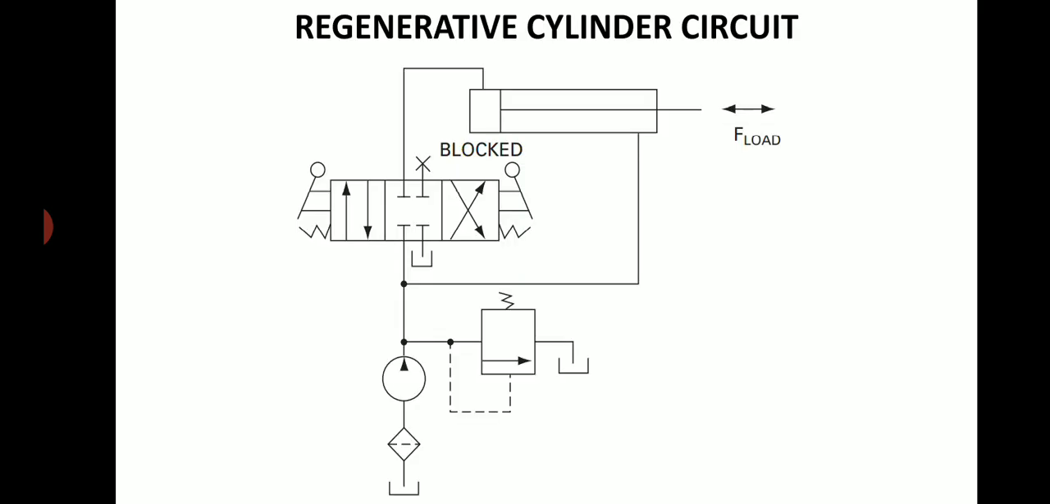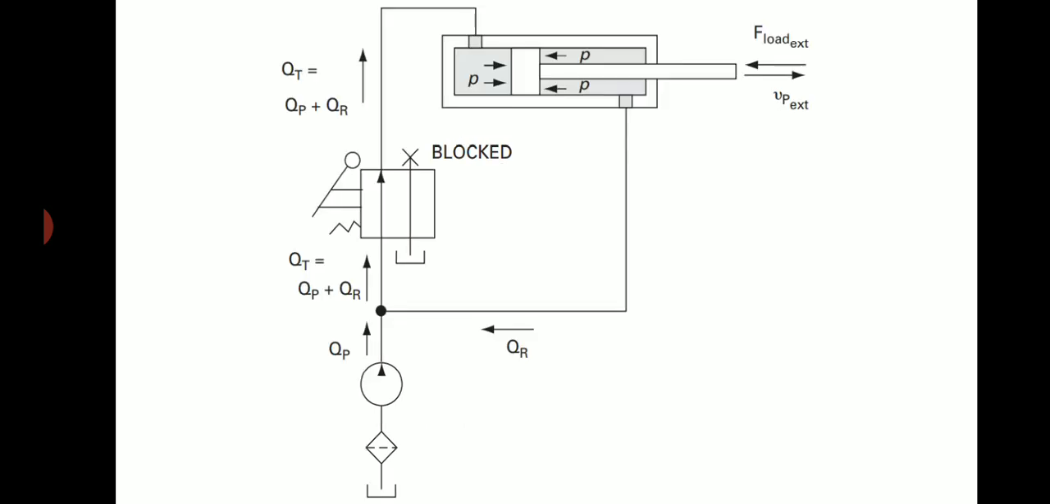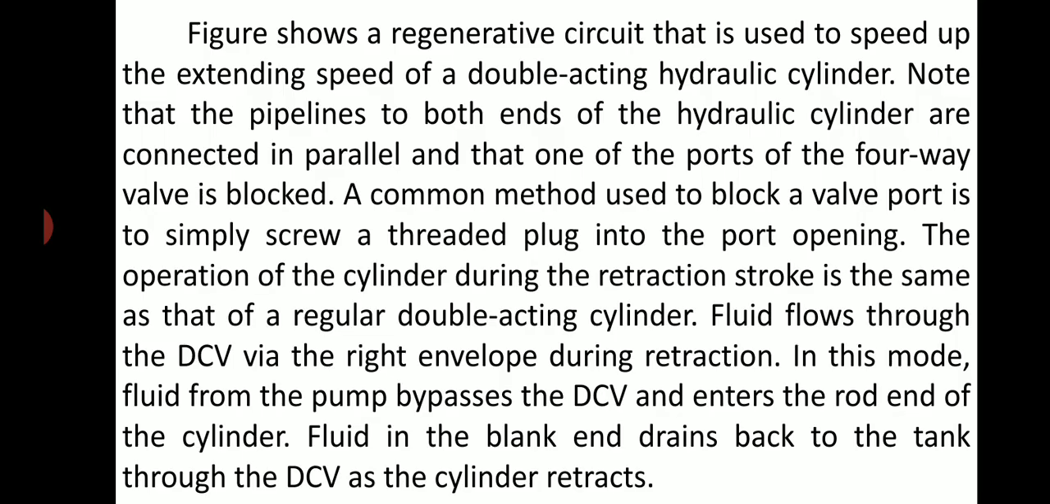Regenerative cylinder circuit. Figure shows a regenerative circuit that is used to speed up the extending speed of a double acting hydraulic cylinder. Note that the pipelines to both ends of the hydraulic cylinder are connected in parallel and that one of the ports of the four-way valve is blocked. A common method used to block a valve port is to simply screw a threaded plug into the port opening.